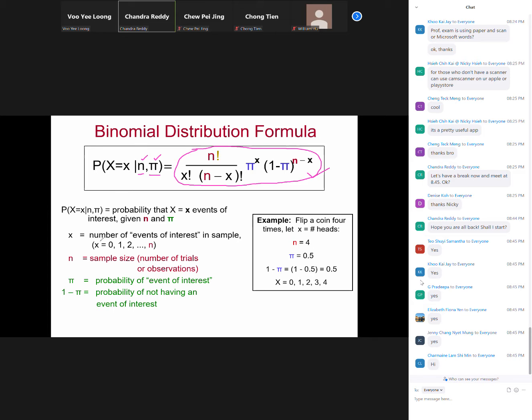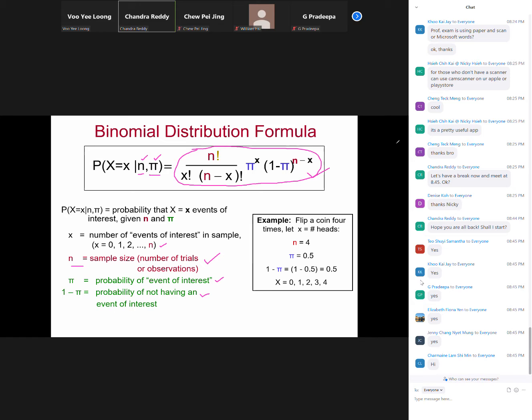X represents the number of events of interest. So X is a variable, okay? N is the sample size, the number of trials or observations. Pi is the probability of interest. So we'll be knowing the number of trials or the sample size, and also we'll be knowing the probability. So we can calculate 1 minus pi.